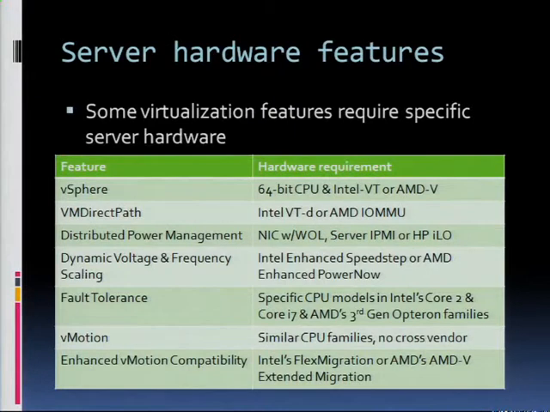Dynamic voltage and frequency scaling, which we'll talk about more in detail also, requires Intel Enhanced SpeedStep or AMD Enhanced PowerNow. Fault tolerance is very, very picky about what CPUs you can use. It requires basically late model, newer model CPUs in the Intel family, Core 2 and Core i7, and AMD's third generation Opteron families. vMotion requires similar CPU families. There is still no cross-vendor support, you can't go Intel to AMD. Enhanced vMotion Compatibility requires Intel's FlexMigration or AMD's AMD-V Extended Migration.